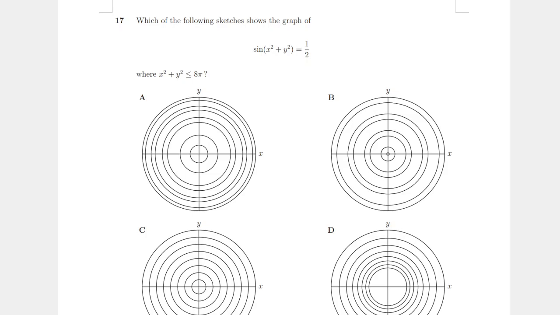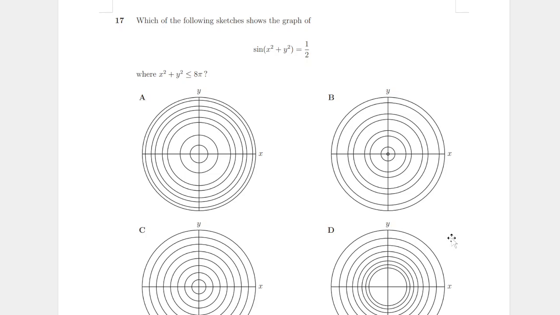Okay, question 17. Which of the following sketches shows the graph of sin(x squared plus y squared) equals a half, where x squared plus y squared is less than or equal to 8 pi? This is a bit of a long question, so I can't show the whole question at once, but I'm going to scroll down a bit so that you can see all the graphs first.